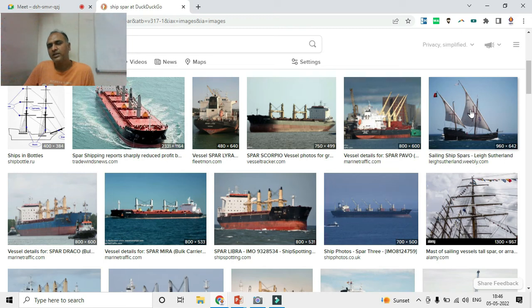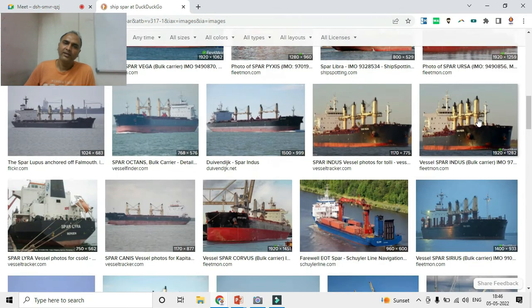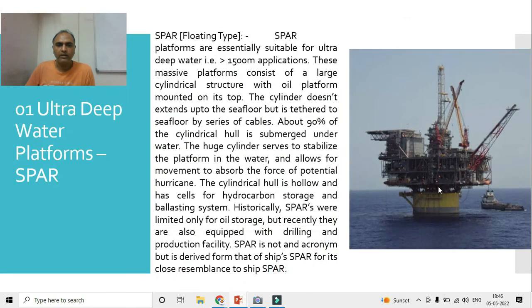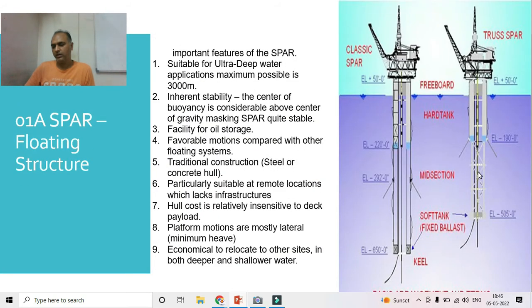So this thing is fixed, and based on this the ship will sail. So it is all about the spar, and I wanted to show you that spar. Okay, so now moving forward, we will see.